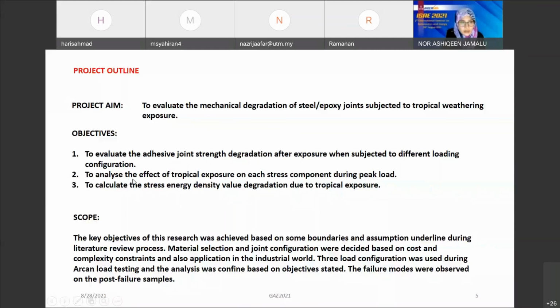Our scope is based on some boundaries and assumptions underlined during the literature review process. Material selection and joint configuration were decided based on cost and complexity constraints and also application in the industrial world. The conclusion is discussed and explained in detail on the next page. And the failure modes were observed on the post-failure samples.